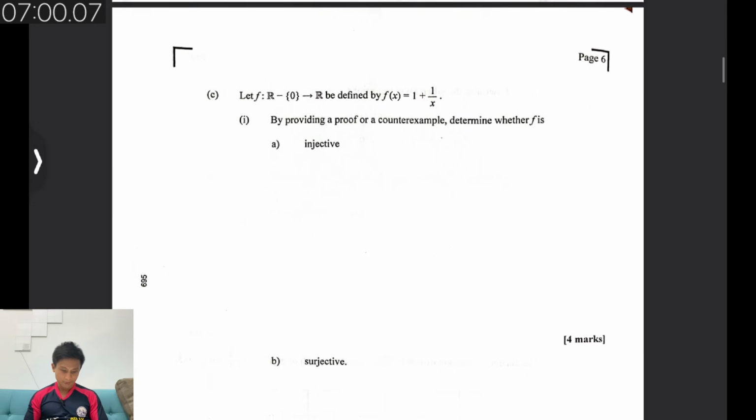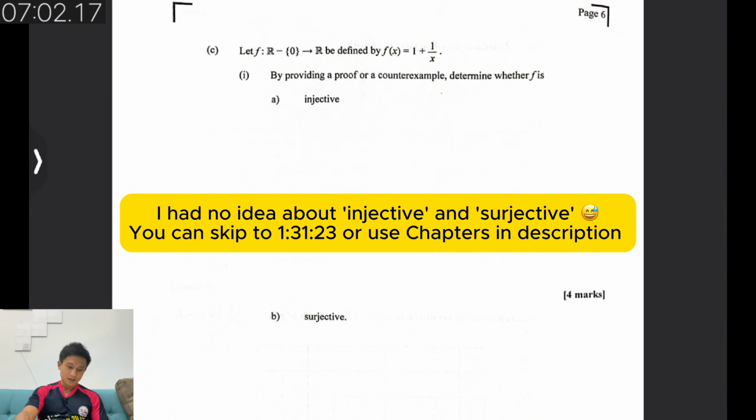Okay, here we go. Next, part C. Let f be a function from the real numbers except 0, so f is going to be all real numbers except 0, to R, defined by f(x) = 1 + 1/x. Part I: by providing a proof or counterexample, determine whether f is injective.